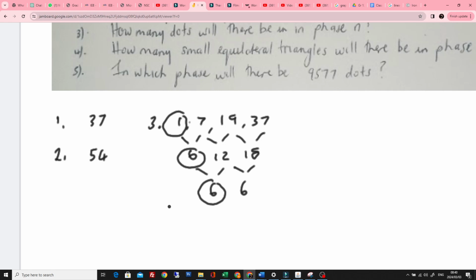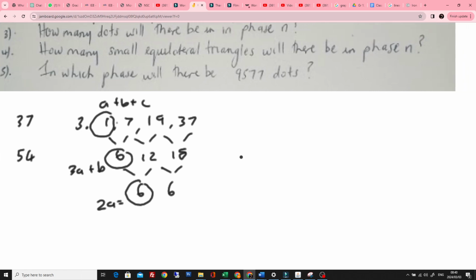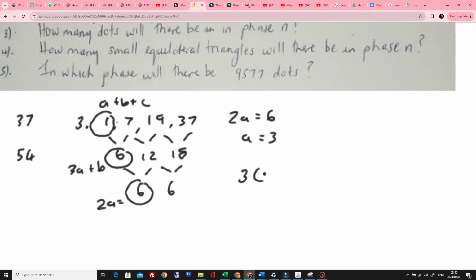Okay, and we can say the bottom number must be 2a, this one must be 3a plus b, and the top one must be a plus b plus c. So I can use that directly and just say 2a is equal to 6, a is equal to 3. Therefore, we can say 3 times 3 plus b must be equal to 6. So b must be equal to negative 3.